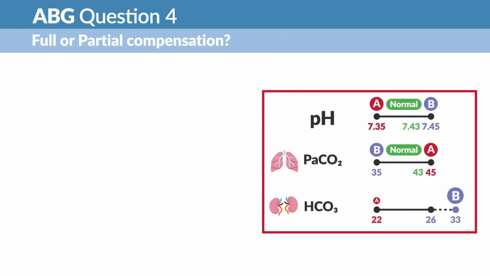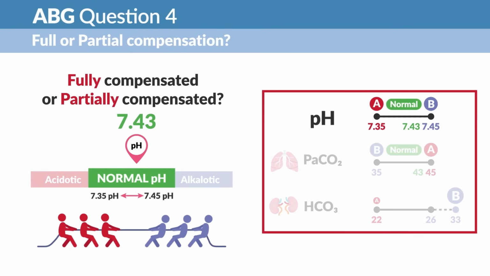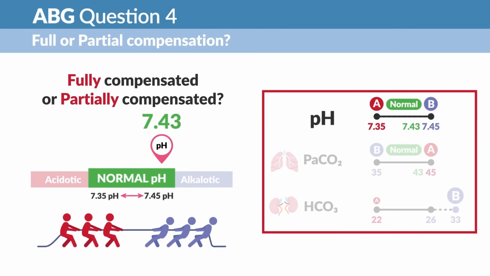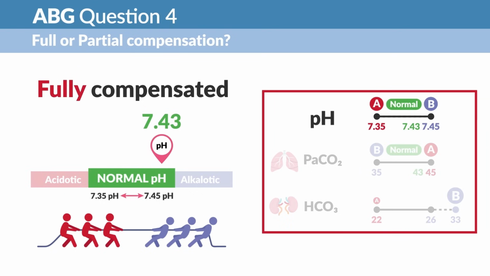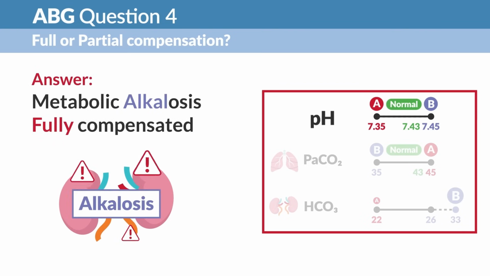Now, step 3, compensation. Is it fully compensated or partially? Well, look at the pH here. Our pH is fully normal, so it's fully compensated. So our answer is metabolic alkalosis, that is fully compensated.